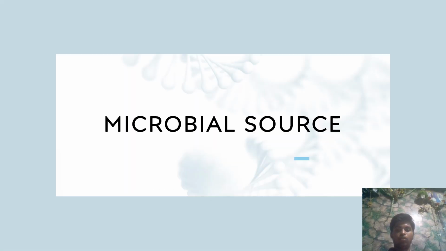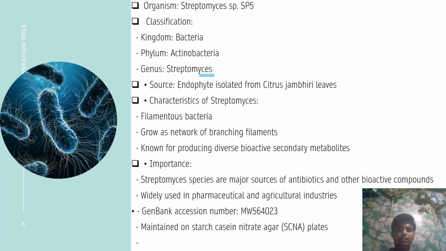So moving on to the microbial source, it is basically a bacterium belonging to the genus Streptomyces, which is part of the phylum Actinobacteria. It was originally isolated as an endophyte from the leaves of Citrus jambhiri, rough lemon, and the strain was identified as Streptomyces species SPF5. Its characteristics: it is a filamentous soil bacterium that grows as a network of branching filaments. It is capable of producing aerial branches bearing chains of spores, and it is known for producing bioactive secondary metabolites.